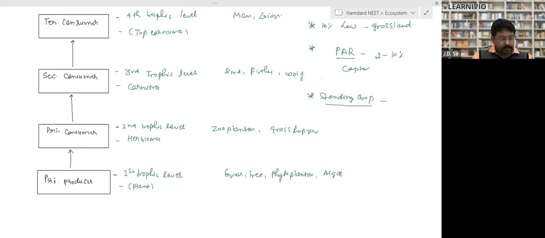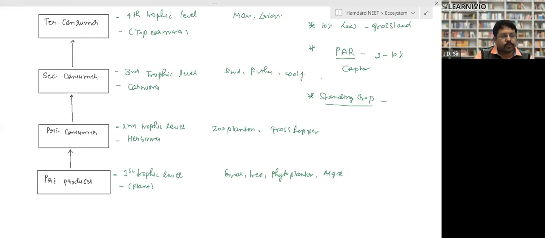The standing crop is the amount of biomass available at a particular time period in an ecosystem. Right, that is called a standing crop.